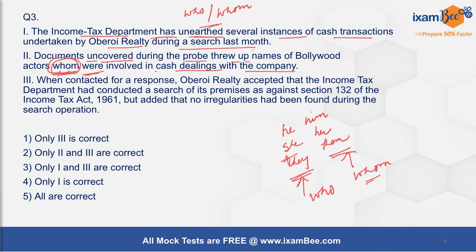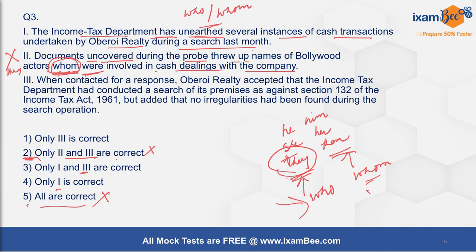So here you can see that for actors, "them were involved" or "they were involved"? It is clear that it should be "they were involved". And when it is they, it should be who, not whom. That is why this second is incorrect. Now we know that second is incorrect. So option number 2 we can discard because it says 2 and 3 are correct. So this cannot be true. And then 5 says all are correct. So 2 options we are able to discard. Now we are left with 3 options.